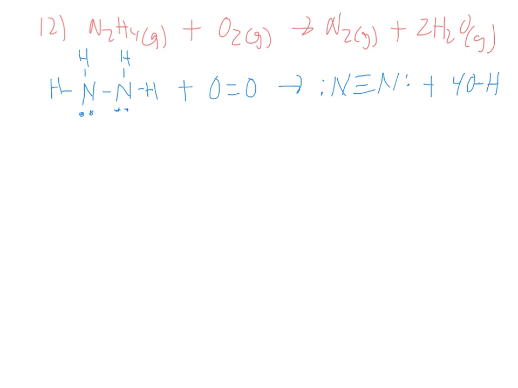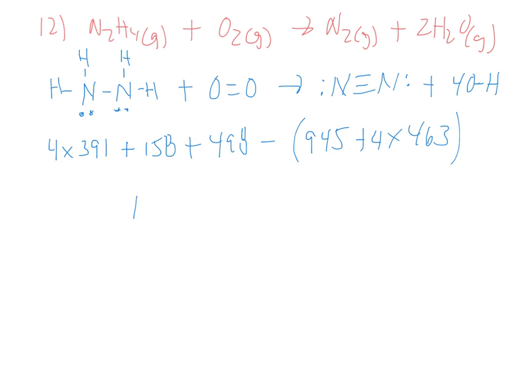So with nothing to cancel between my reactant and product side, I'm just going to go ahead and plug in 4 times 391 for my NH bonds, plus my NN bond is going to be 158. My oxygen double bond is going to be 498. Minus my products, I have a triple bond at 945, and I have 4 OH bonds at 463. So delta H calculated from bond enthalpies will be negative 577 kilojoules per mole.